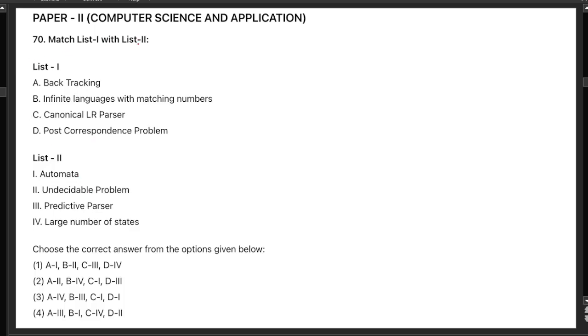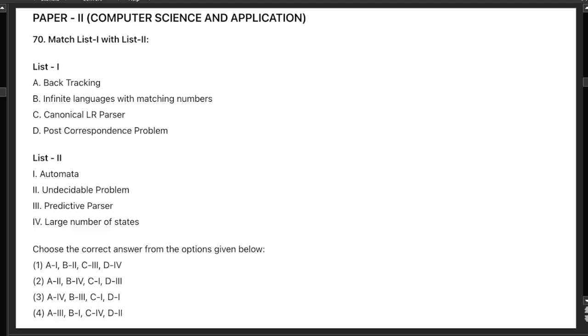Match list 1 with list 2. So here list 1 is: A, backtracking; B, infinite language with matching numbers; C, canonical LR parser; D, Post correspondence problem. List 2 is: automata, undecidable problem, predictive parser, large number of states. So what do you think is the correct one here?